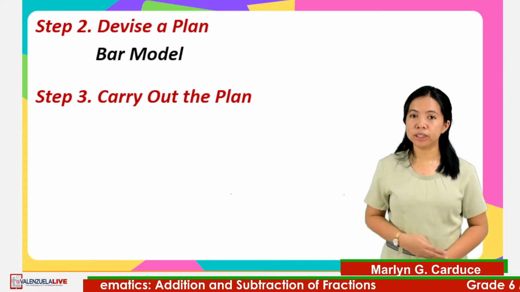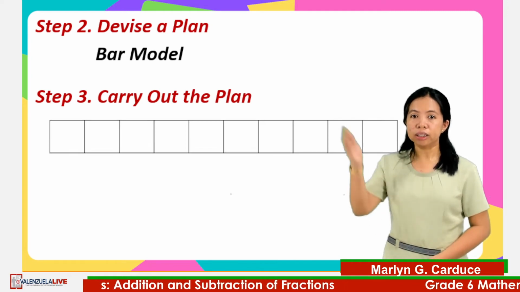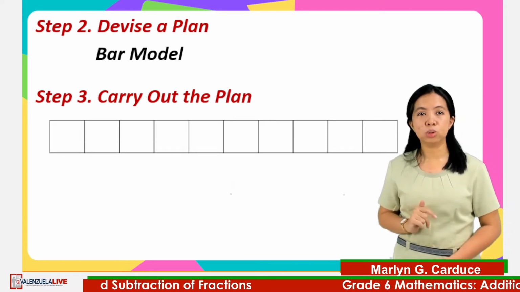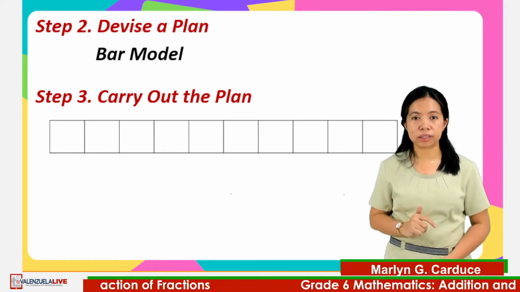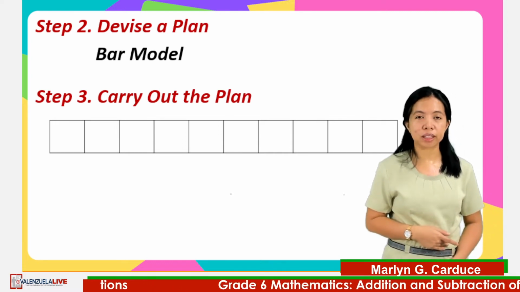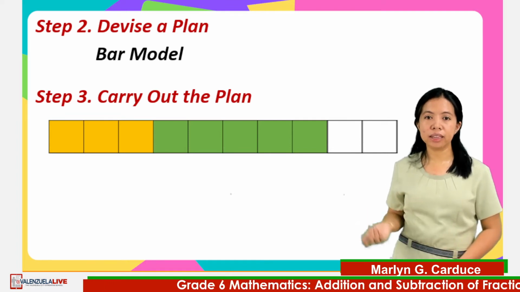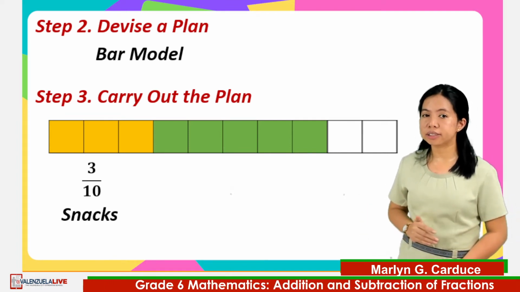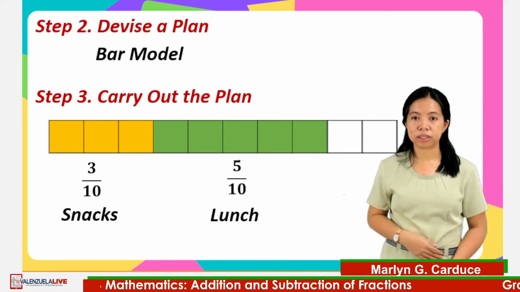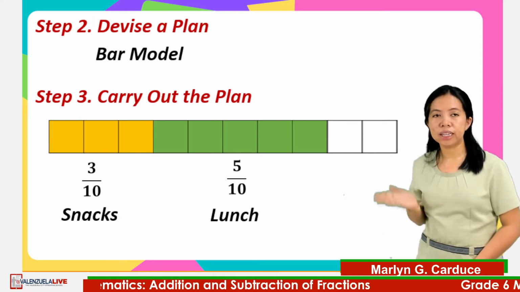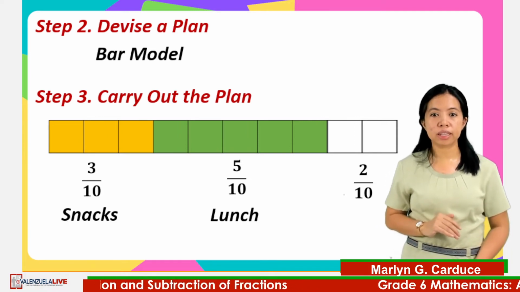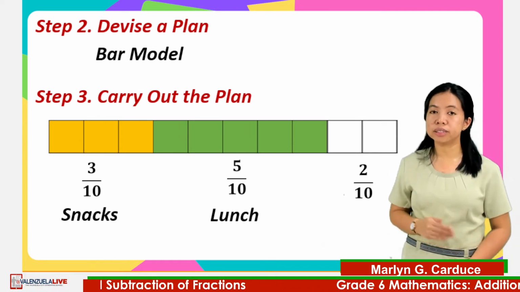So using the bar model, the whole bar represents the amount of James' allowance divided into 10 equal parts, since the given has all denominators of 10. Then shade the 3/10 that he spent for snacks and 5/10 for buying lunch. So we can now identify that the remaining fraction is 2/10, which is the fraction of his allowance that was left.